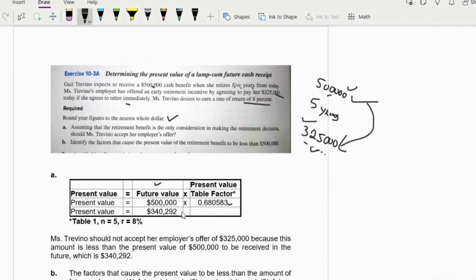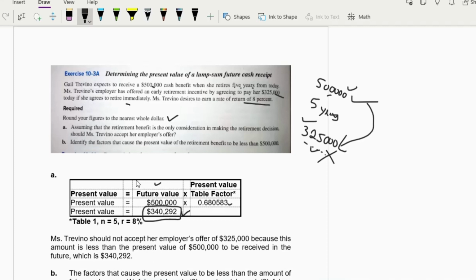When you multiply the present value factor by this future amount, it's 340,292. So if the employer wants her to retire, he should give her this amount. This is the present value of 500,000, not 325,000, which is less than even the present value. So Ms. Trivano should not accept this offer.